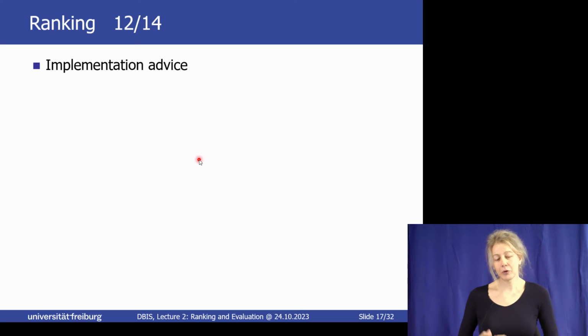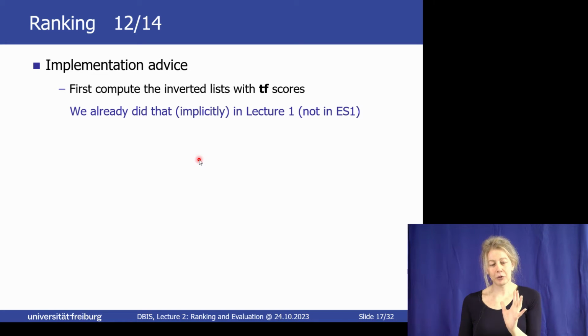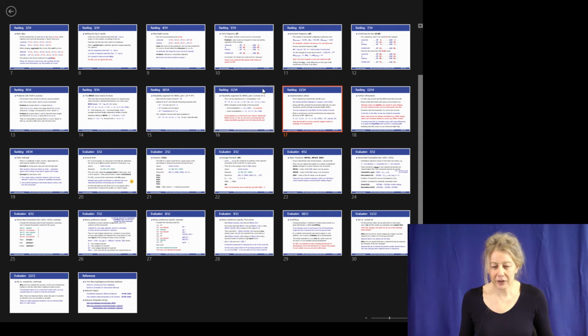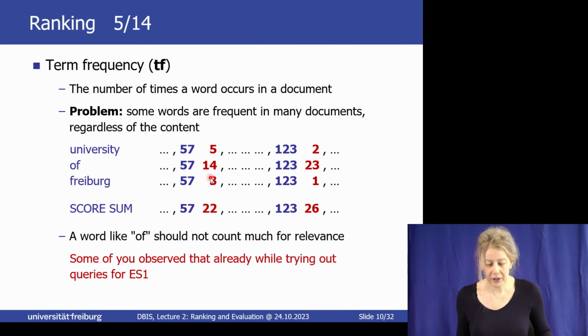Here's how you implement it. Think about the first exercise sheet where you didn't do any term frequencies yet. So first, you have to compute the inverted lists with the TF scores. And let me just go back to a slide where I see TF scores, maybe here. How do I compute these?